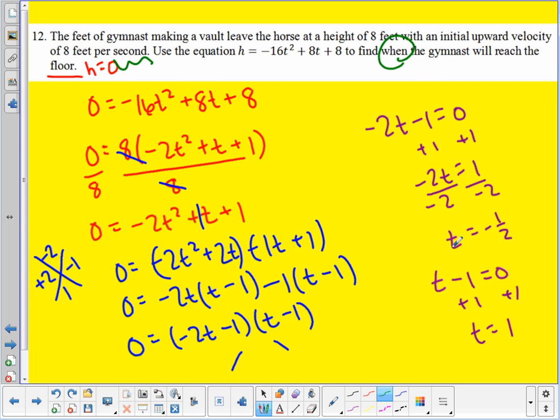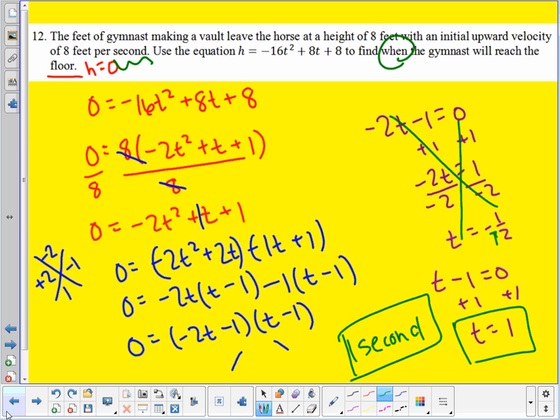So if I'm looking at t equaling negative 1/2 and t equaling 1, this one's not possible because I can't have a negative time. That has to be my answer. So I'm looking at 1 second is how long it will take her to return to the floor.